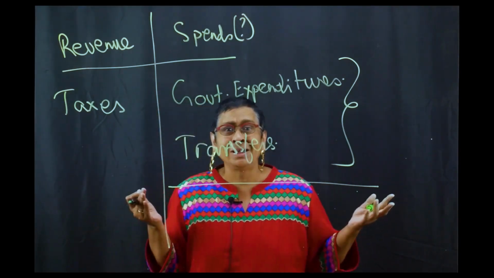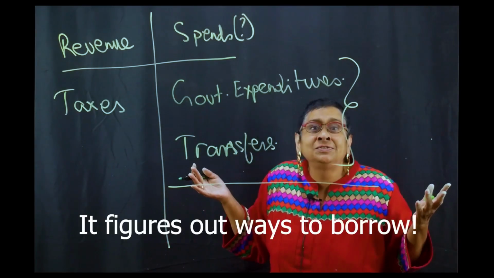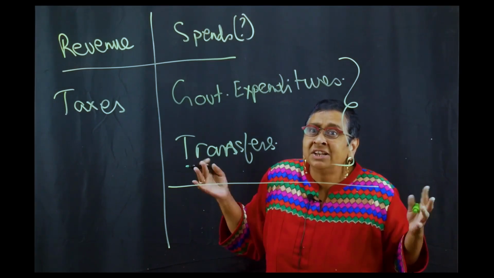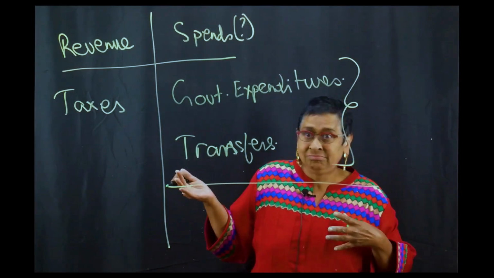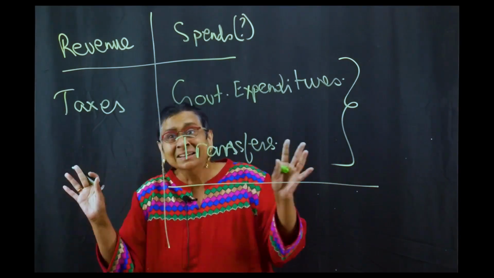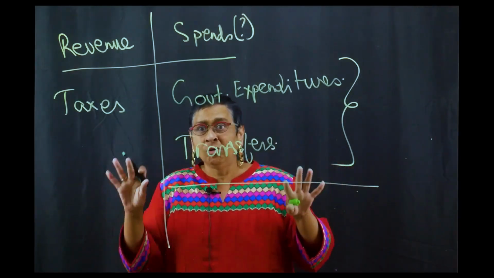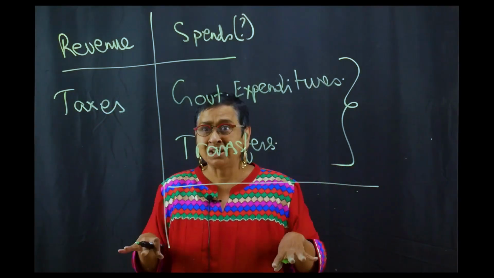How does the government manage to handle deficits and surpluses? It figures out ways to borrow. It issues treasury bills, bonds, right? In some cases, it actually prints money. There's ways it can do this. Overall, this is the basic structure of a government budget.